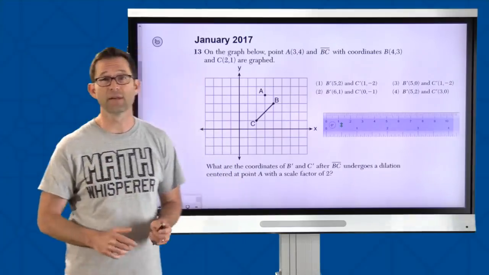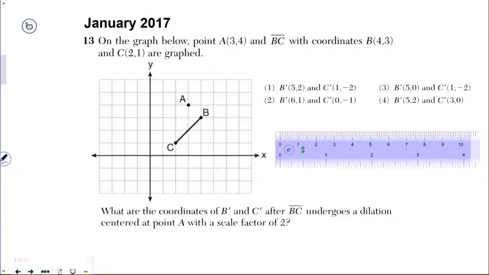January 2017, number 13. On the graph below, point A at (3, 4), and BC with coordinates B (4, 3) and C (2, 1) are graphed. What are the coordinates of B prime and C prime after BC undergoes a dilation centered at point A with a scale factor of 2?